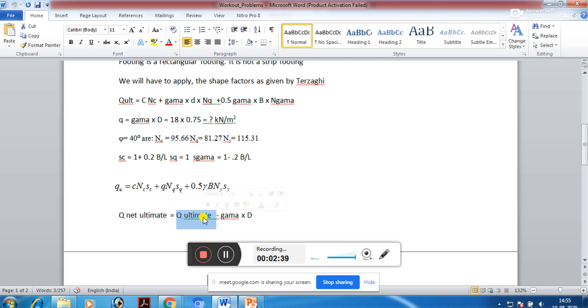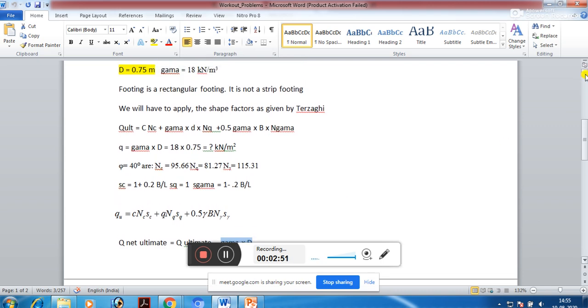Once you find the ultimate bearing capacity, you should be able to find the net ultimate bearing capacity. How do you find it? From the ultimate bearing capacity, you just subtract the value of the surcharge or the overburden pressure, and the overburden pressure is given by nothing but gamma into D. Okay. Now let us go to the next part of the problem.